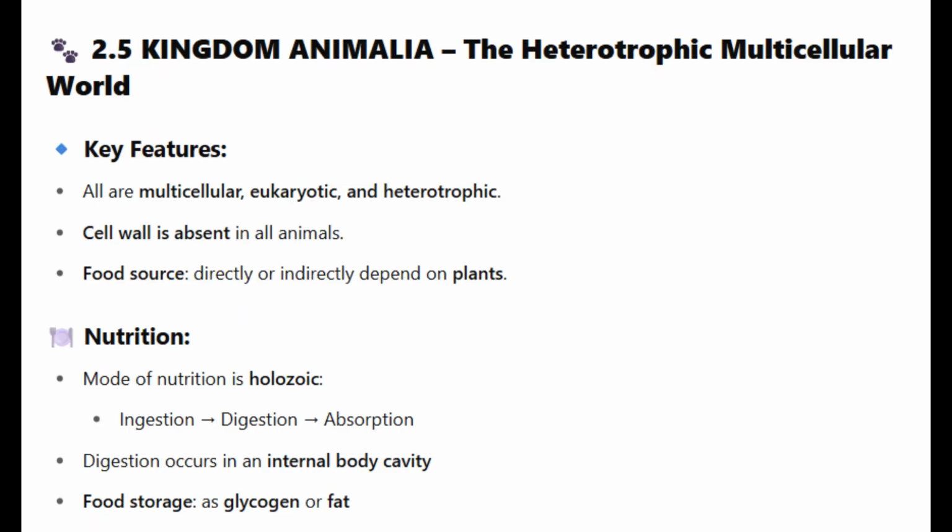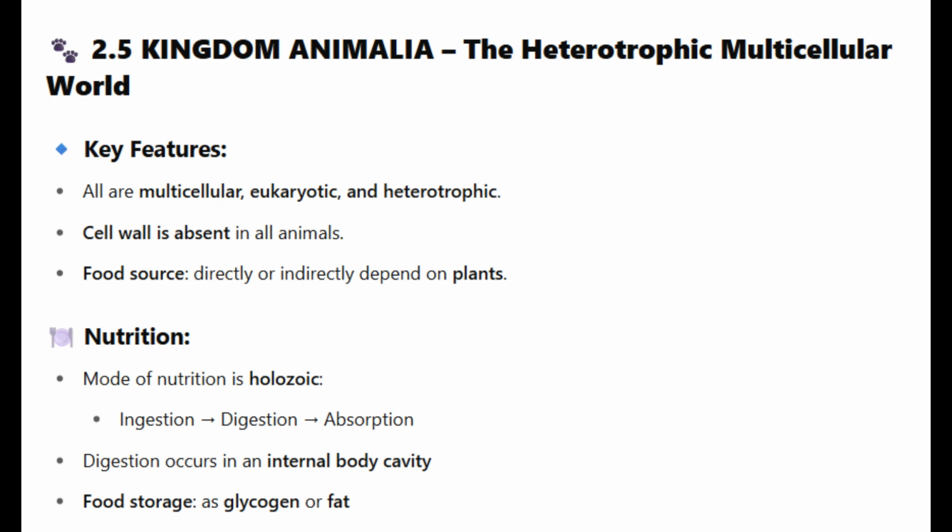2.5 Kingdom Animalia, the heterotrophic multicellular world. Key features: all are multicellular, eukaryotic, and heterotrophic. Cell wall is absent in all animals. Food source: they directly or indirectly depend on plants. Nutrition: the mode of nutrition is holozoic, involving ingestion, digestion, and absorption. Digestion occurs in an internal body cavity.